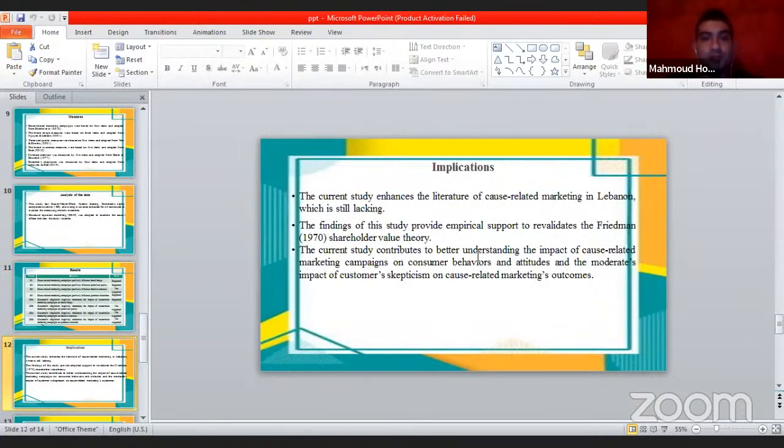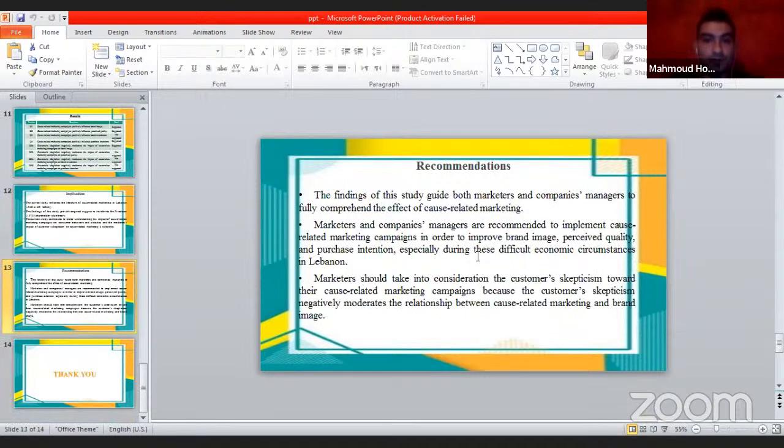Implication: the study enhanced the literature on cause-related marketing in Lebanon, which is still lacking. The findings of this study revalidate Friedman's 1970 shareholder value theory, which states that the social responsibility of the company comes only to maximize sales, profit, and share value. The current study also contributes to better understanding the impact of the cause-related marketing campaign on consumer behavior and attitude, and the moderating impact of customer skepticism on cause-related marketing outcomes.